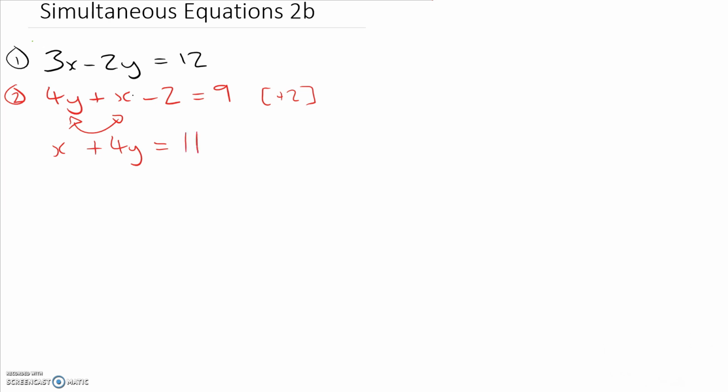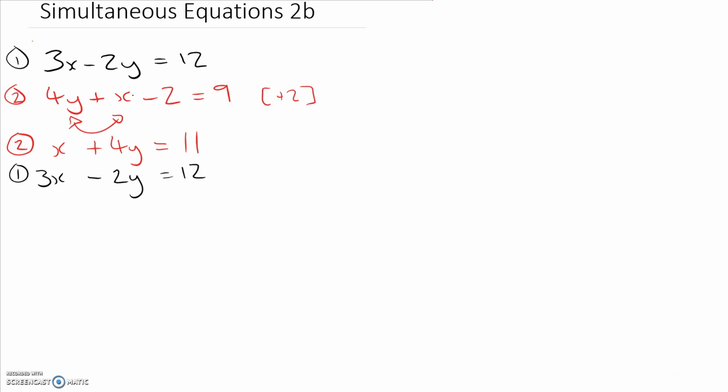That's going to give me the equals 11 equation that I need. X plus 4y equals 11. So we just swapped the 4y and the x around, and then we've added 2 to both sides to give us just one number on the right of the equal sign, and that's the 11. Okay, so this came from equation 2. We've just rearranged it slightly. Okay, and now, just for clarity, let's write 3x minus 2y equals 12 out again, just so we don't get muddled up. That was equation 1. Okay, so now we can follow the steps from before.